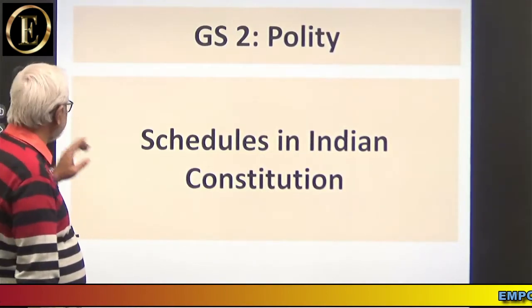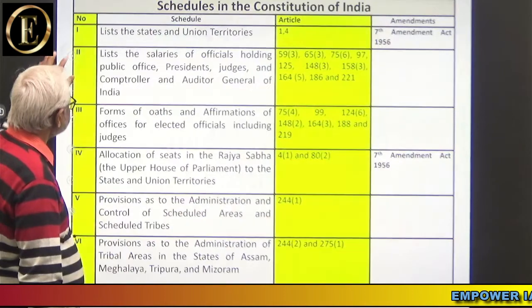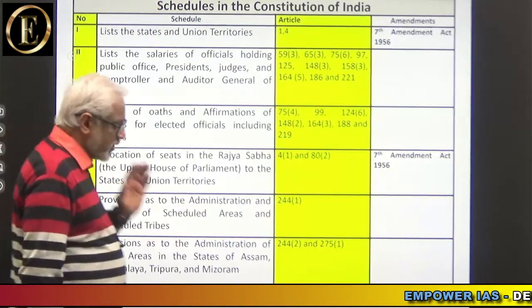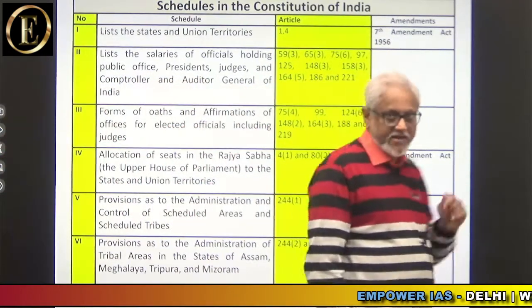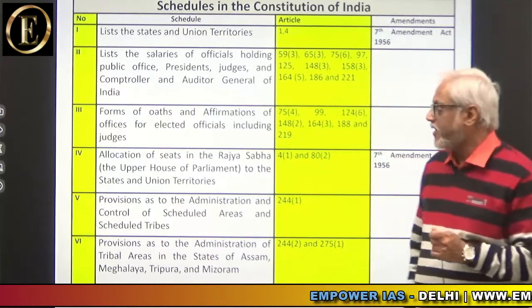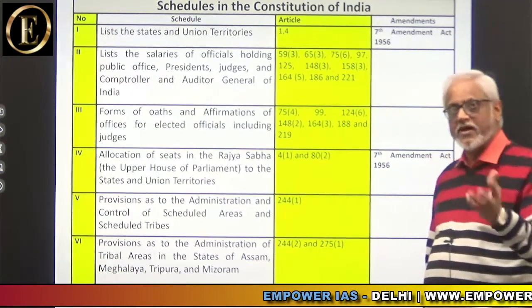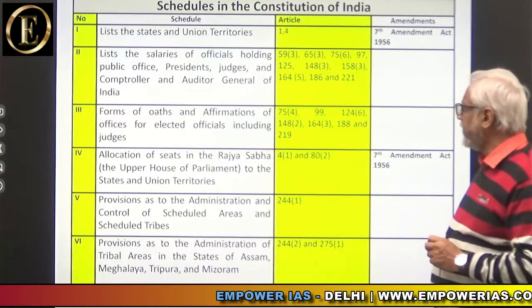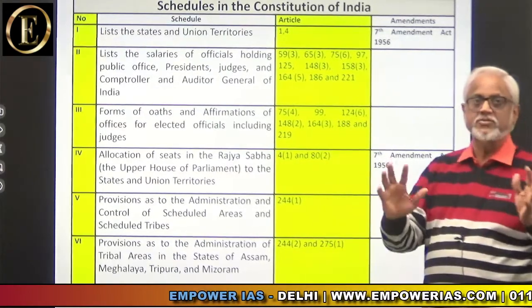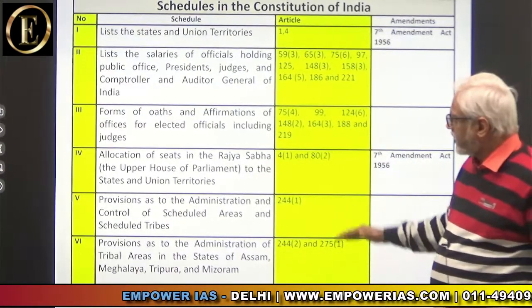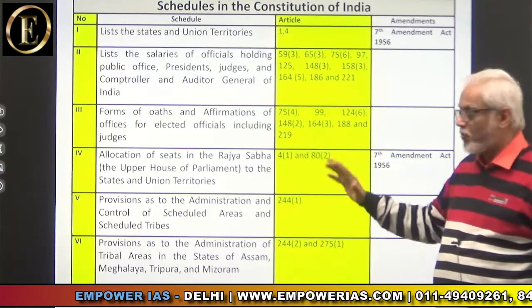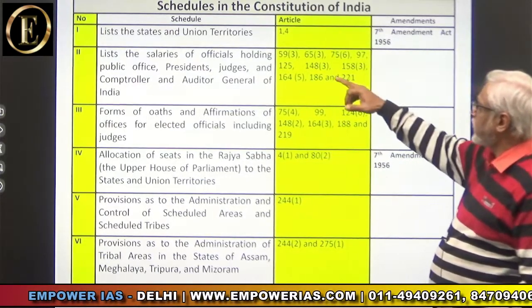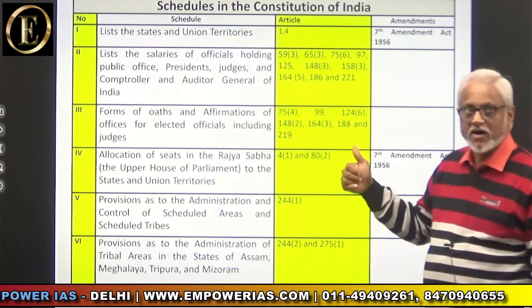Now, schedules in the Indian Constitution. There are 12 schedules. Here you will get an idea of how the schedules have been added, and which articles are attached to which schedules. I have compiled them in one table. The list of states and union territories is the first schedule, with 4 articles.